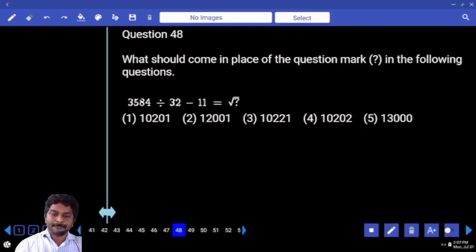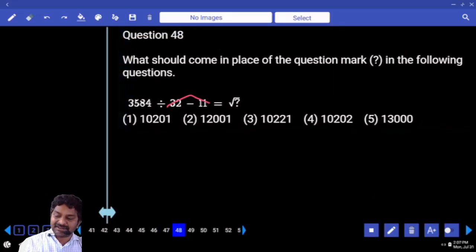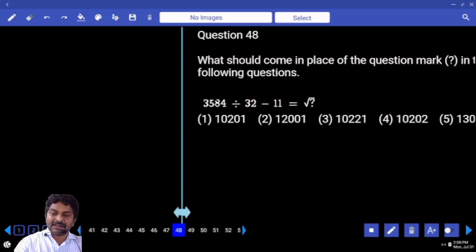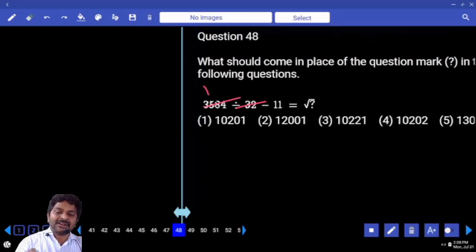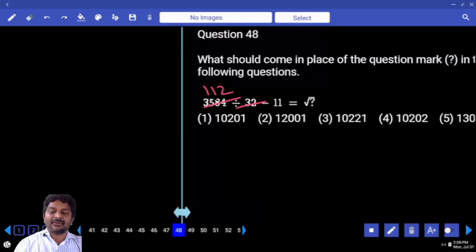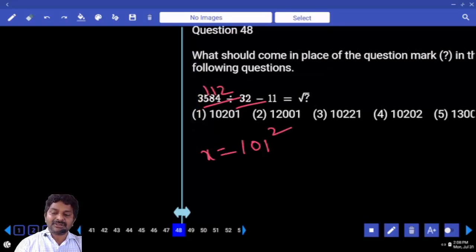Followed? 32, direct cancellation, let's start. 32 cancellation. Once 32, 38 we have. Again, one time. And then 2 times. From 1 if you subtract 1, how much is there? So that is root x, right? Then x is equal to 101 whole square only.